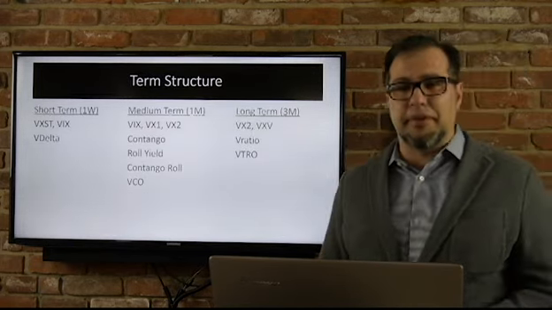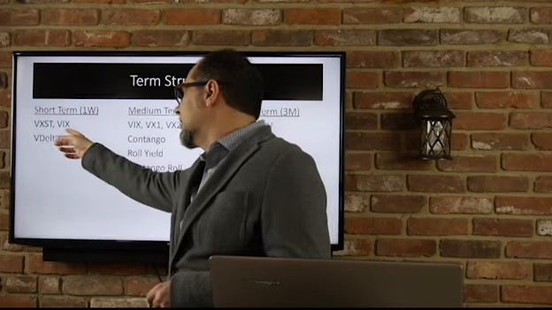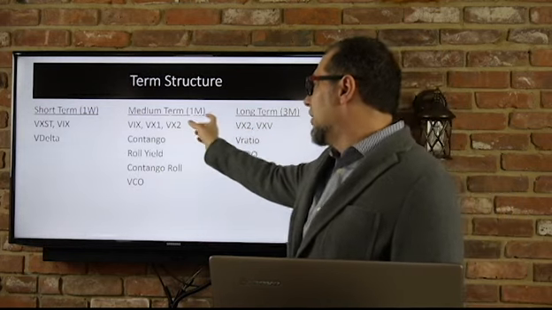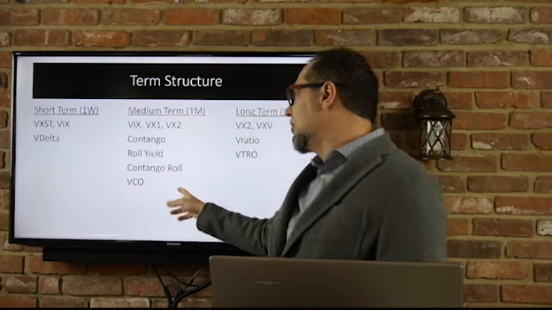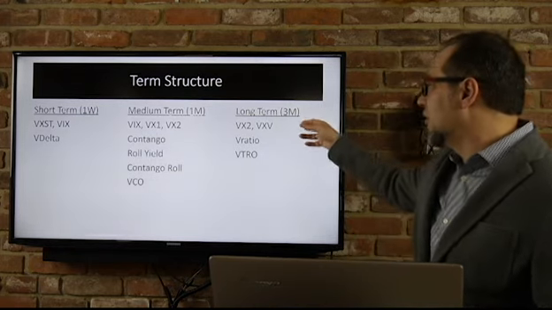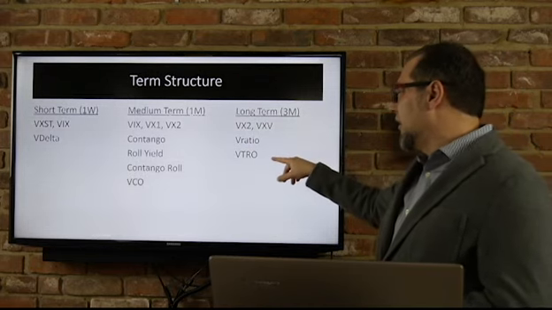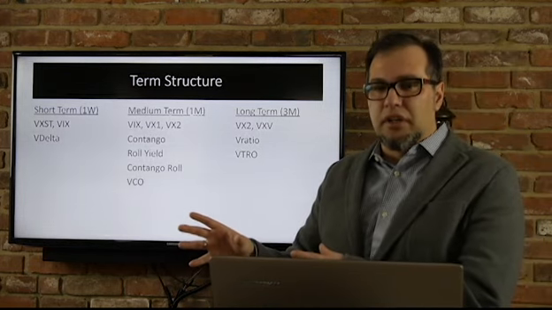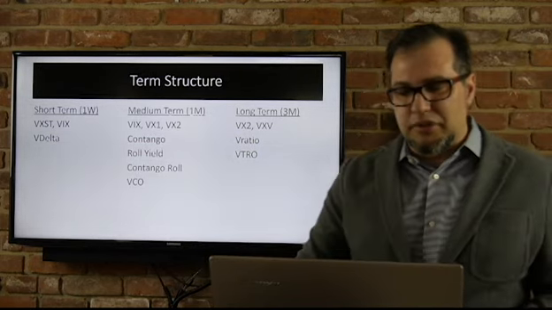So let's recap our term structure indicators. We have the short-term indicators, which are the VX60 and the VIX, and the V delta. Then we have the medium-term indicators. These are 1 month out. These are the VIX, VX1, VX2, Contango, Raw Yield, Contango, and VCO. So they tell us about what people think is going to happen 1 month out. And finally, we have the long-term indicators, which are the VX2 and the VXV, which are the V ratio and the VTRO. So these indicators tell us what the volatility expectations are 3 months out or longer, and that's what I define as long-term.